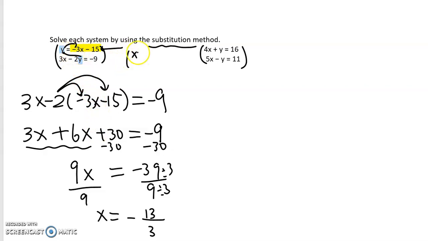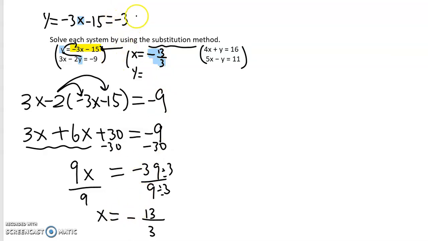So the answer should look like x equals something, y equals something. Right now, I only got the answer for x, which is negative 13 over 3. And now, how do we find y? Well, what we can do is plug negative 13 over 3 into the first function. So let me put it on top of the problem. We replace this variable x with negative 13 over 3 because we already found out what x is.